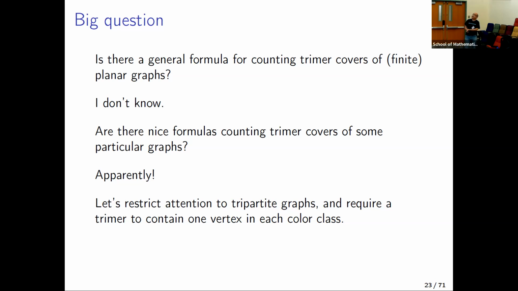So I'm going to restrict attention to tripartite graphs, and I'm going to require a trimer to contain 1 vertex in each color class. And I'm not going to require that all 3 of the vertices be connected to each other in the underlying graph, just that they form a connected subgraph. The induced subgraph should be connected. So you could have U goes to V goes to W without having an edge between U and W.